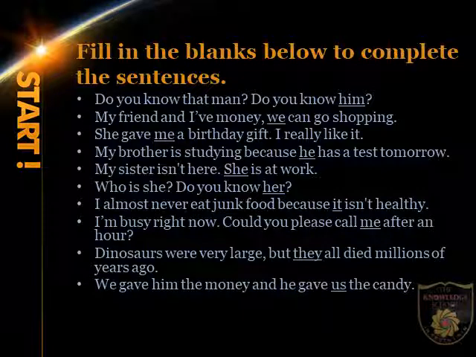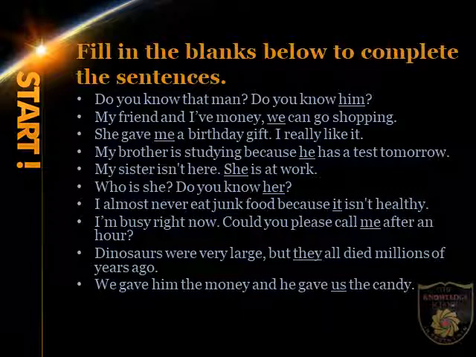Question number 2 is: fill in the blanks below to complete the sentences. Do you know that man? Do you know dash? In this blank, we will use him. Do you know him? Number 2: my friend and I have money. Dash can go shopping. The word is we. We will use we in this blank.